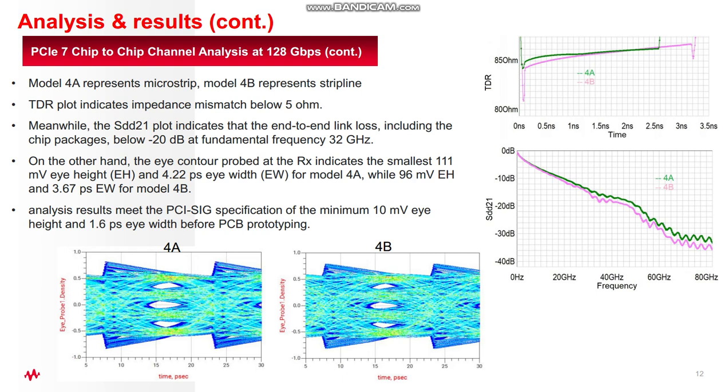Meanwhile, the insertion loss plot indicates that the end-to-end link loss including the chip package is below 20 dB at fundamental frequency 32 GHz. On the other hand, the eye contour probe at the receiver indicates the smallest 111 millivolt eye height and 4.22 picosecond eye width for Model 4A, while 96 millivolt eye height and 3.67 picosecond eye width for Model 4B. Analysis result meets the PCI SIG spec of the minimum 10 millivolt eye height and 1.6 picosecond eye width before PCB prototyping.